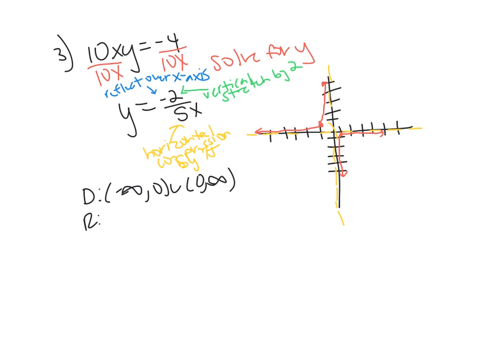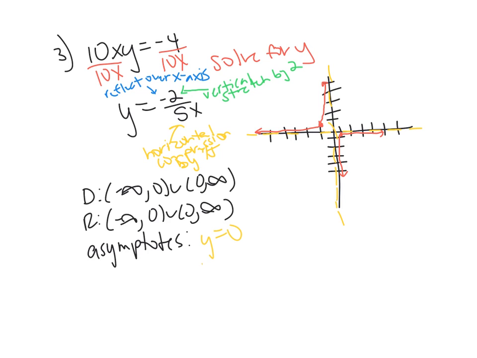Your range is everything except your horizontal asymptote. So negative infinity to 0, union with 0 to infinity. And our asymptotes did not change from the parent function. So that is still y equals 0 and x equals 0. Okay, so that is the graphs and transformations of the rational function y equals 1 over x.